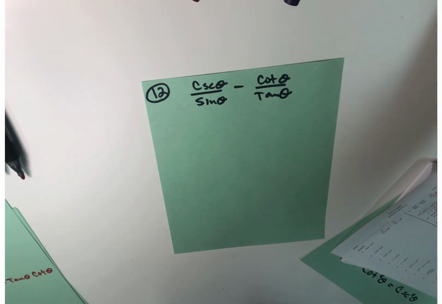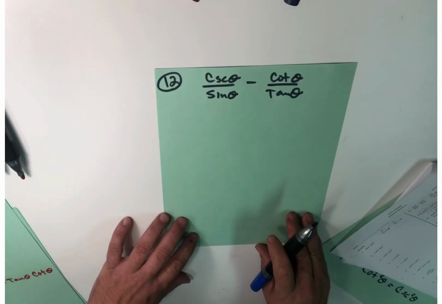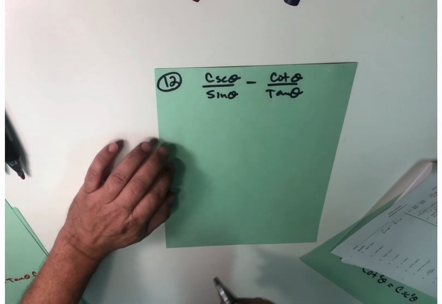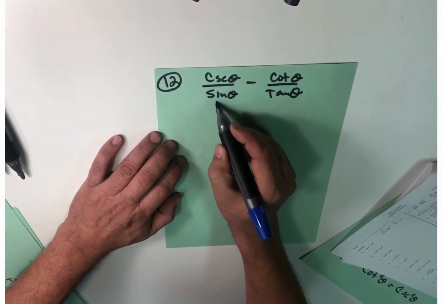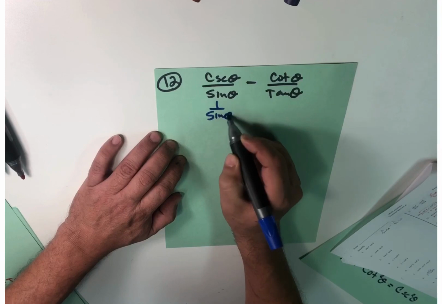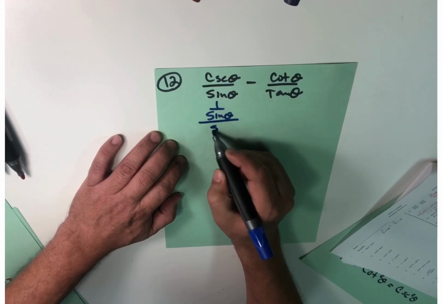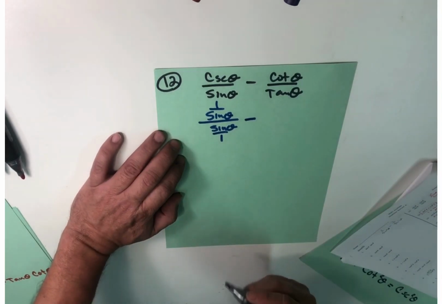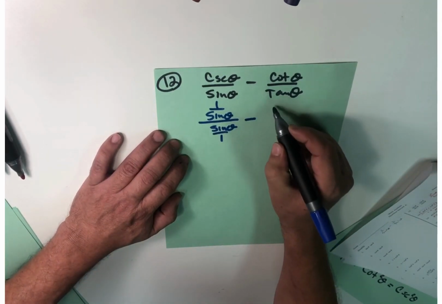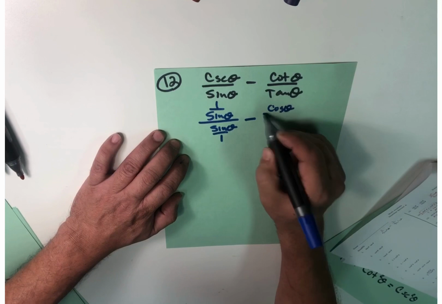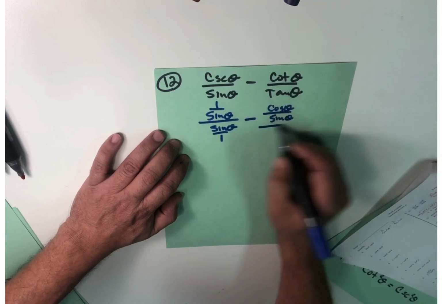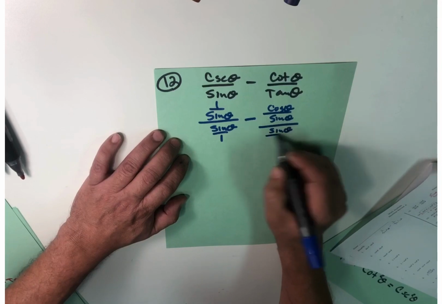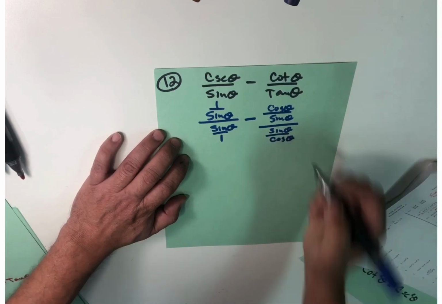Well, okay, let's begin now with number 12. You're going to notice that they get a little bit more challenging, okay? Let's begin with the first one. I'm going to change the cosecant into 1 over the sine of theta, and I'm going to leave the bottom one, sine of theta, over 1. Minus, I'm going to change the cotangent into cosine theta over the sine of theta, and the denominator, I'm going to change the tangent into the sine of theta over the cosine of theta.